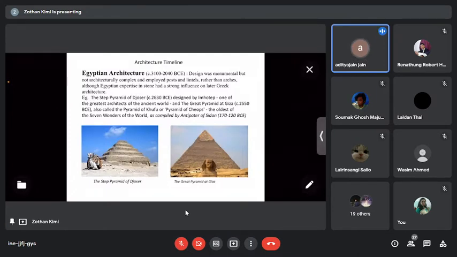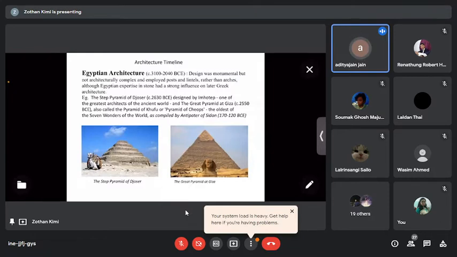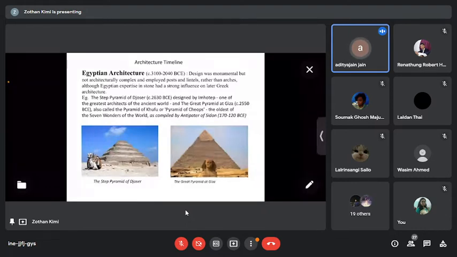Egyptian architecture from 3100 to 2040 BCE. Design was monumental but not architecturally complex and employed posts and lintels rather than arches. Although Egyptian expertise in stone had a strong influence on later Greek architecture. Example, the step pyramid of Djoser, 2630 BCE, designed by Imhotep, one of the greatest architects of the ancient world, and the Great Pyramid of Giza, 2550 BCE, also called the Pyramid of Khufu or Pyramid of Cheops, the oldest of the seven wonders of the world, as compiled by Antipater of Sidon, from 170 to 120 BCE.